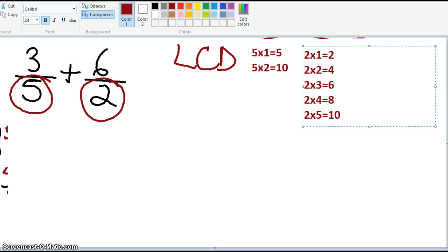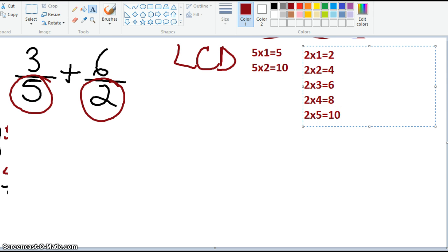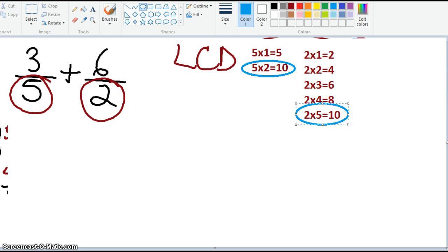Again, the trick here, and I'm hoping that this has become apparent to you, is that I can take my 2 denominators and multiply them. So I multiply 5 times 2 and I get 10. I'm also checking my multiplication table just to make sure that there isn't a smaller number that I can choose, but in this case it happens to be 10.